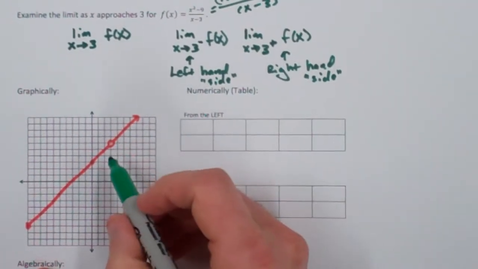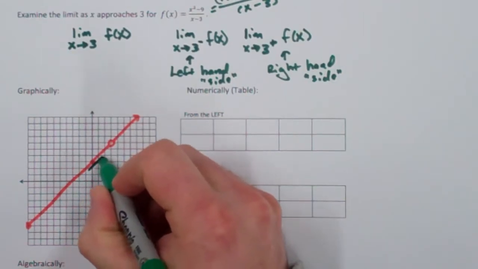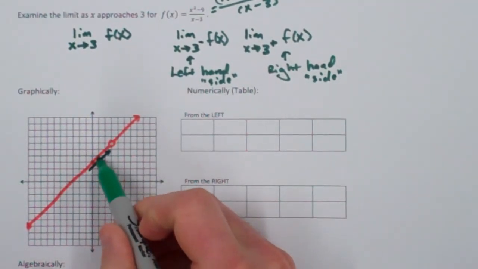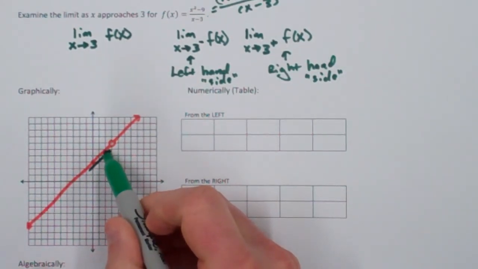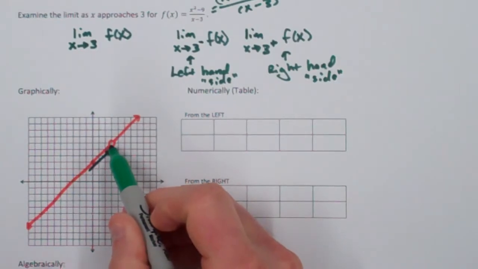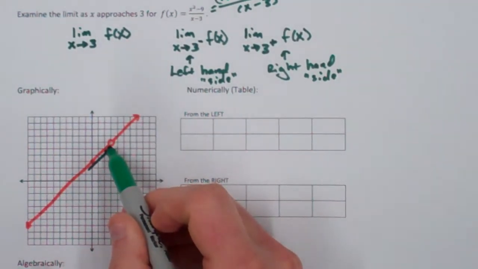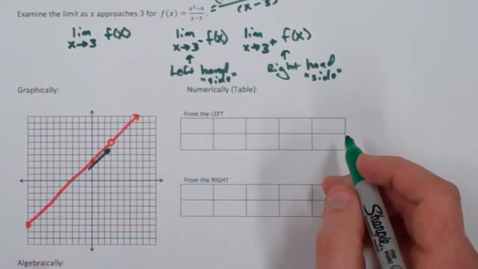So let's look at what's happening here from the left. As we come from the left and approach this value of 3, when x is 1, the output is 4. When x is 2, the output is 5. And the missing y value here would be 6. So it looks like from the left, this thing is approaching a value of 6.